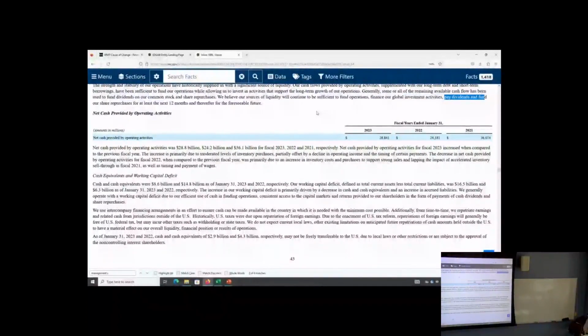And lastly, they have sufficient cash to pay out the dividends that they've already agreed to pay, and also engage in repurchase programs that they might be interested in.